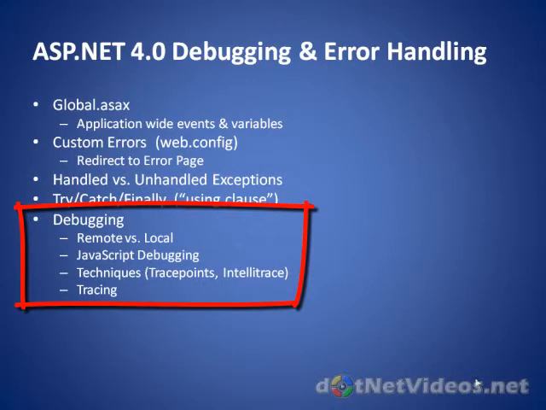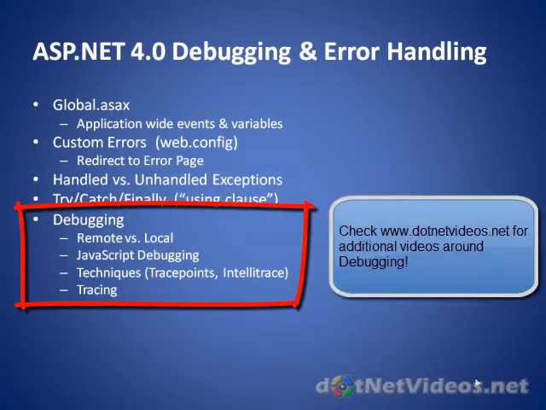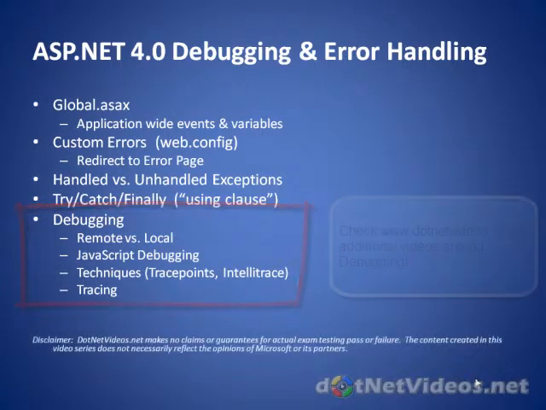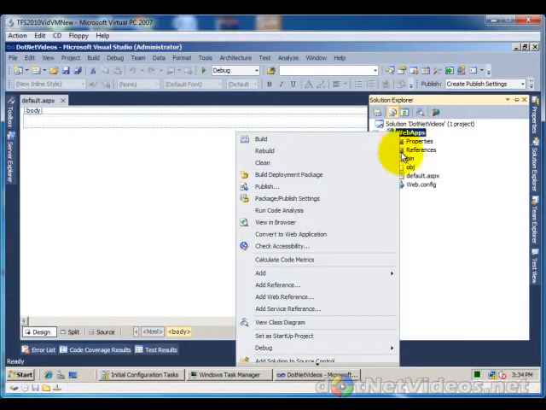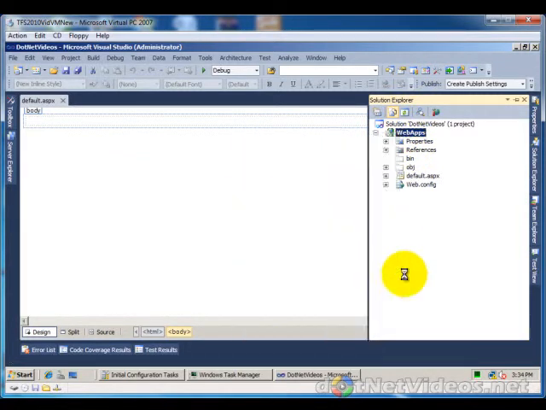Debugging itself, we're going to use just some basic debugging steps in this video. There's a large amount of debugging tools and features built into Visual Studio that we won't be covering. You can check back for supplemental videos on some of this stuff, but you can do JavaScript debugging. You can enable remote debugging and debug things on your demo servers. There are several techniques for using trace points and new features like IntelliTrace built into Visual Studio 2010. We've already looked at tracing a bit in earlier videos. So let's go ahead and jump into the demo and start to explore some of these techniques.